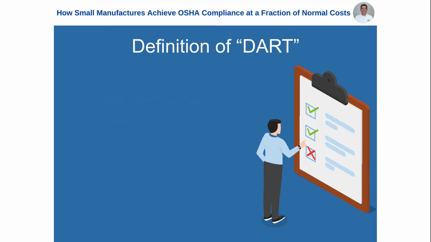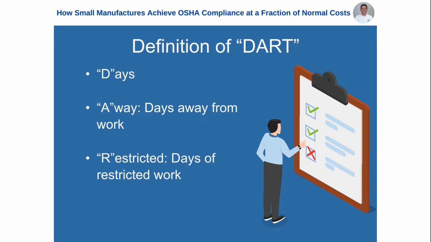Definition of DART. This is a little bit more complex, so let's just walk through this. The D stands for days or time. The A stands for away, or days away from work. The R stands for restricted, or days of restricted work. So if somebody has an injury and they can't handle their typical normal work tasks and they get restricted to prevent aggravation of that injury and allow for recovery, that's restricted. And finally, the T stands for transfer, so days of job transfer.